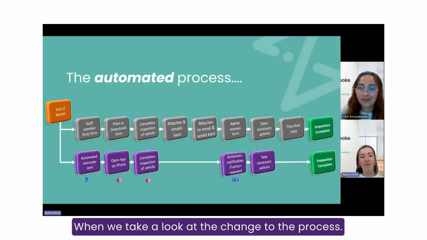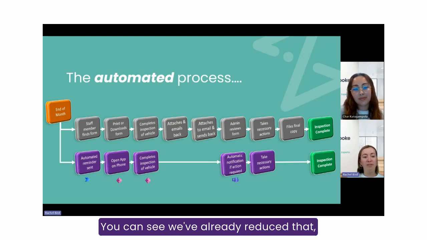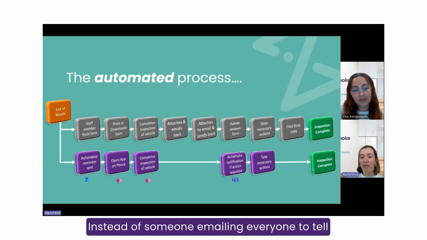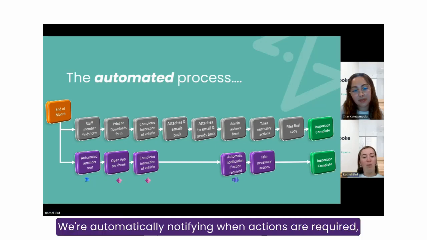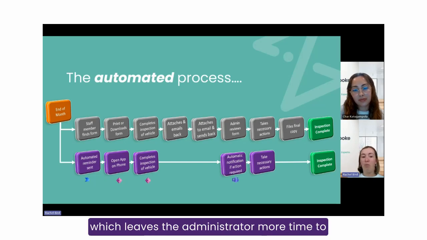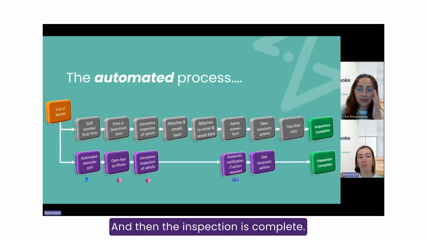So when we take a look at the changes to the process, previously we had a number of steps there. You can see we've already reduced that. We can send automated reminders instead of someone emailing everyone to tell them to do the inspection. The staff then open the app on the phone and complete the inspection via that Power App. We're automatically notifying when actions are required, which leaves the administrator more time to spend taking the necessary actions to get things repaired. And then the inspection's complete.